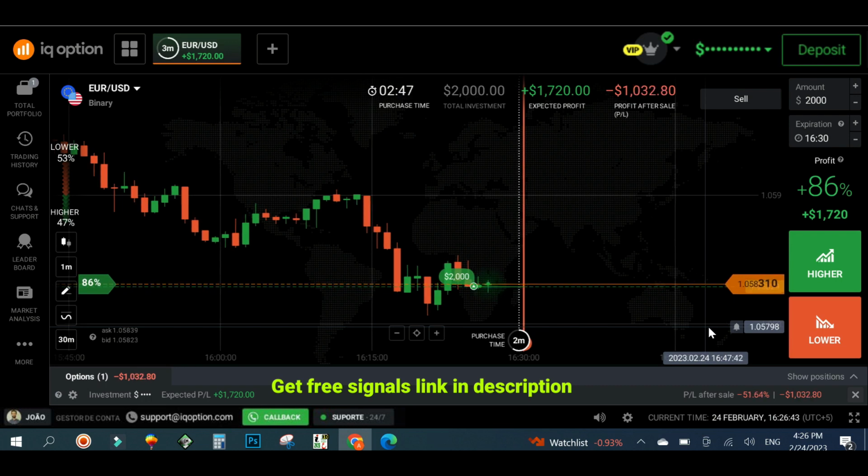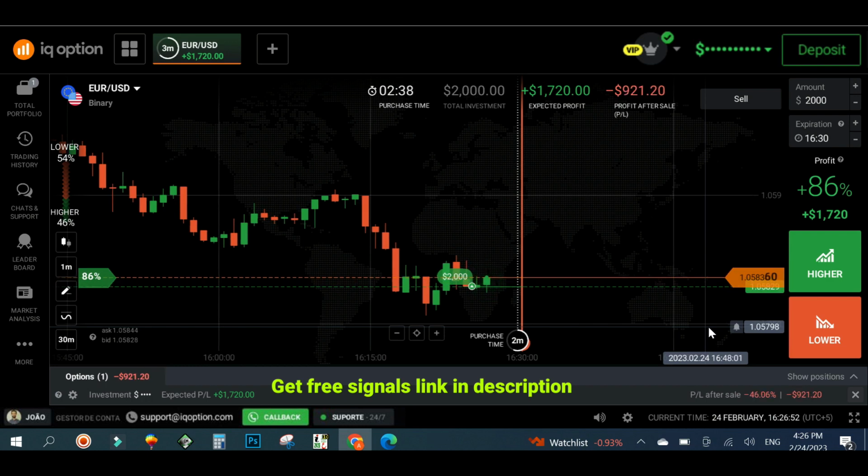Here you can see that the market is in a good momentum right now. That's why I took the trade after confirmation at this support level, and I hope this trade will prove to be a good profit.